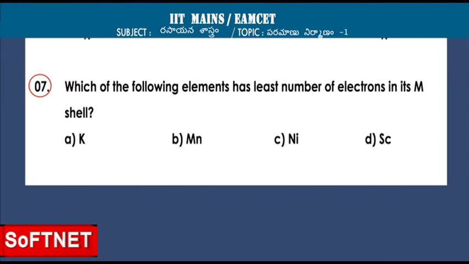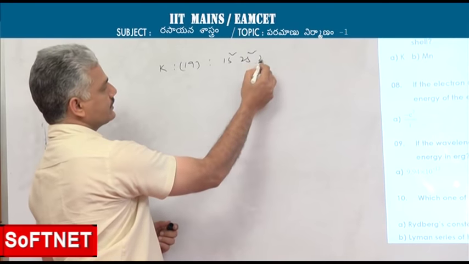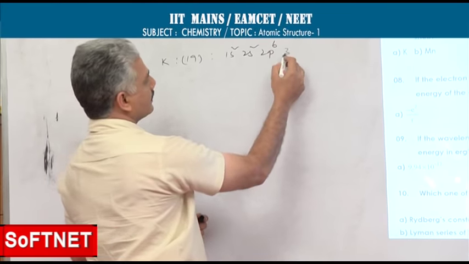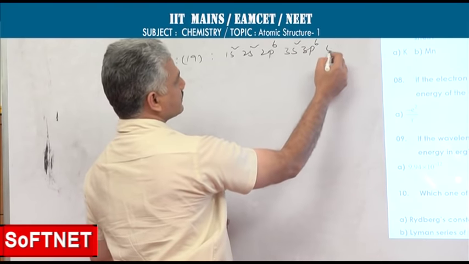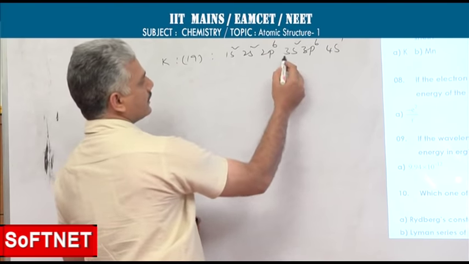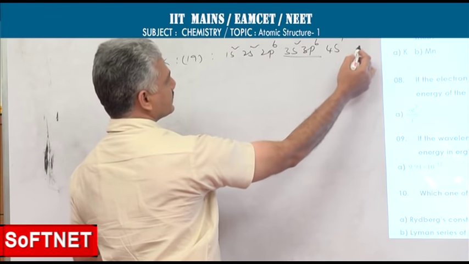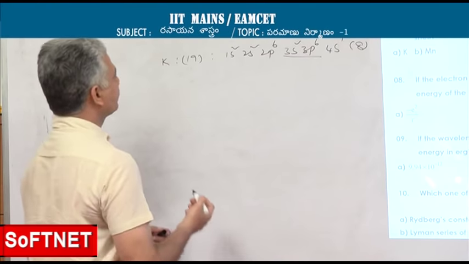Seventh question. Which of the following elements has the least number of electrons in its M shell? M shell means third orbit, we have to count. The given options are: A is potassium. For potassium, the atomic number is 19. So, the electronic configuration is 1s2, 2s2, 2p6, 3s2, 3p6, 4s1. So, in the third orbit, the total number of electrons present is 8.